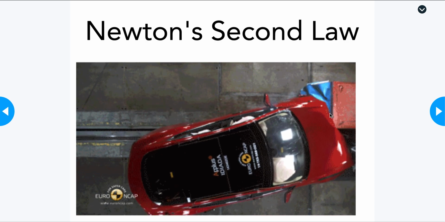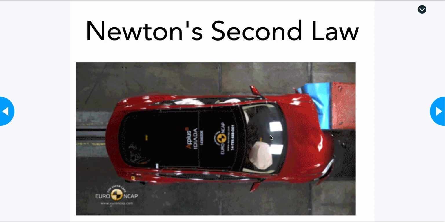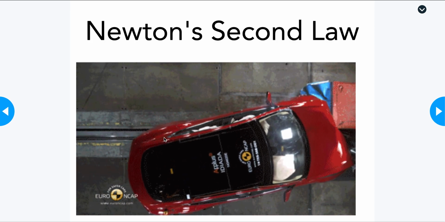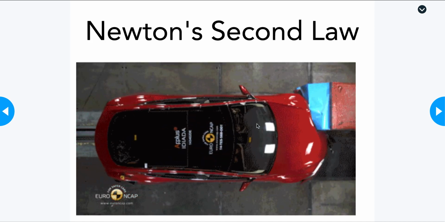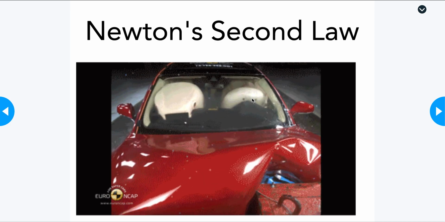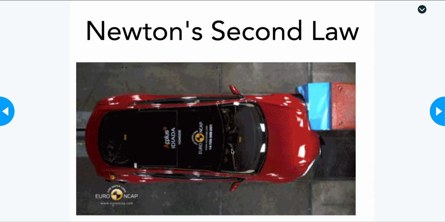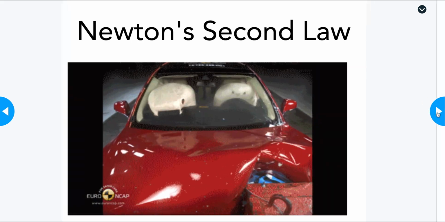And so that car is experiencing acceleration. It just so happens that the acceleration is in the opposite direction that it is currently moving, which causes it to come to a stop. So with that acceleration and the mass of the car, those two components are going to result in the force that the car experiences, which is why you see that damage happen. So let's go ahead and learn a little bit about that today.